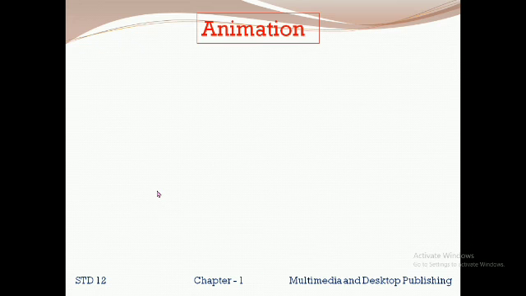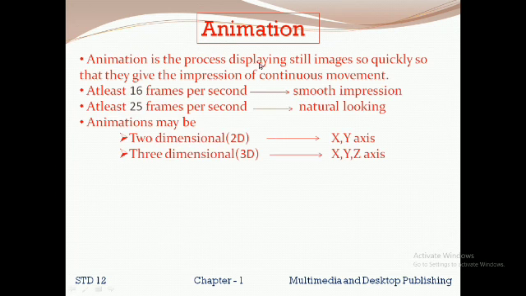Animation is a way of making a movie from many still images put together one after another and then played at a fast speed to give the illusion of movement. Watching cartoons on television is an example of animation. Now let us see the definition of animation. Animation is the process of displaying still images so quickly that they give the impression of continuous movement. The movement of an image along its path is calculated from its defining coordinates.